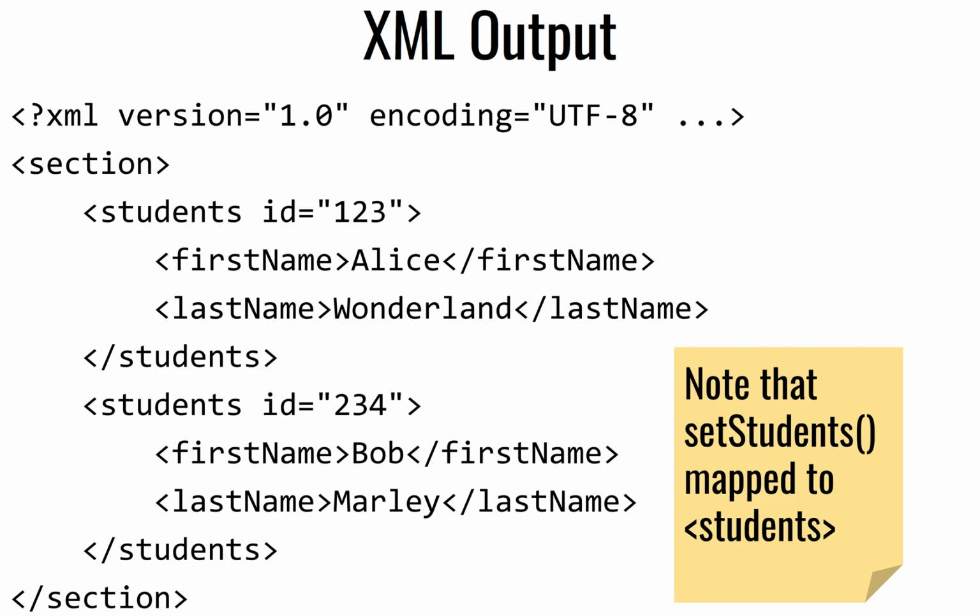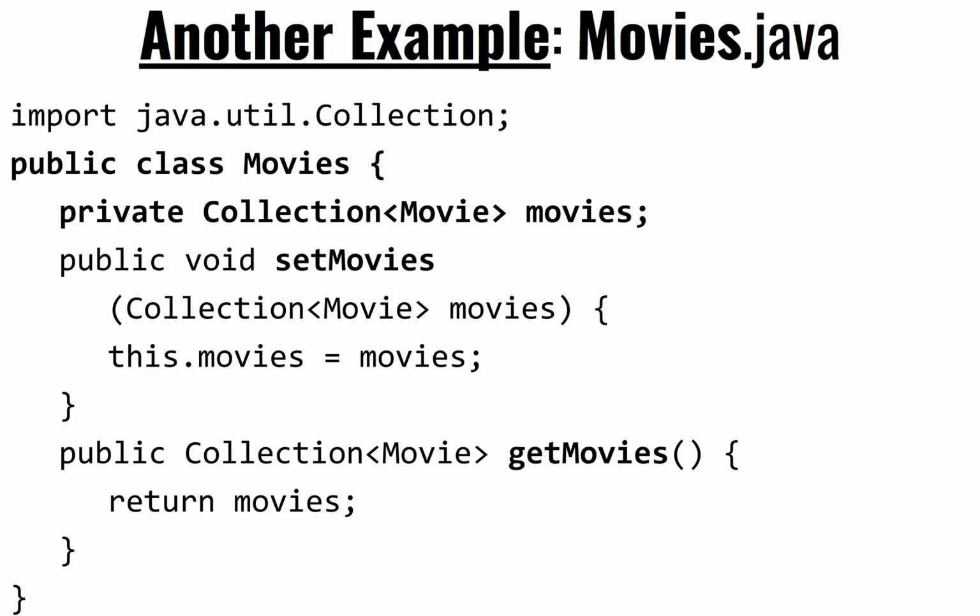All right, so the output would be this XML document. Here we have another example of how you would do a collection of movies, but that I'll leave up to you to play around with.